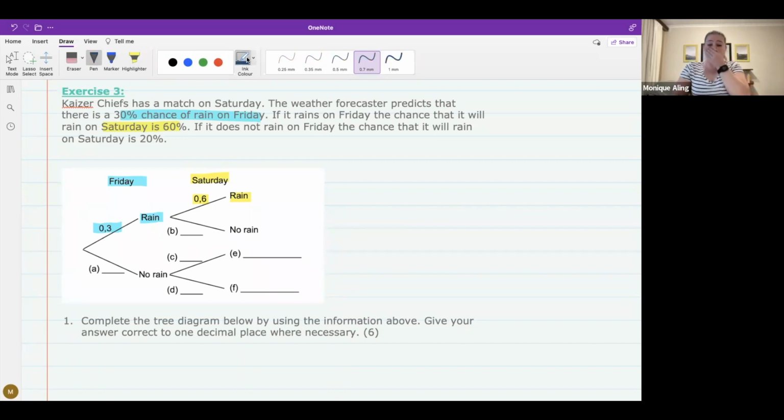Okay, so I'm going to help with A, just to check if we're all on the right track. The first two options on Friday have to equal 100%. We have 0.3 on the side here, which is 30%. So if there's a 30% chance of rain, that means there must be a 70% chance of no rain. If you convert that percentage to a decimal, it will give you 0.7.